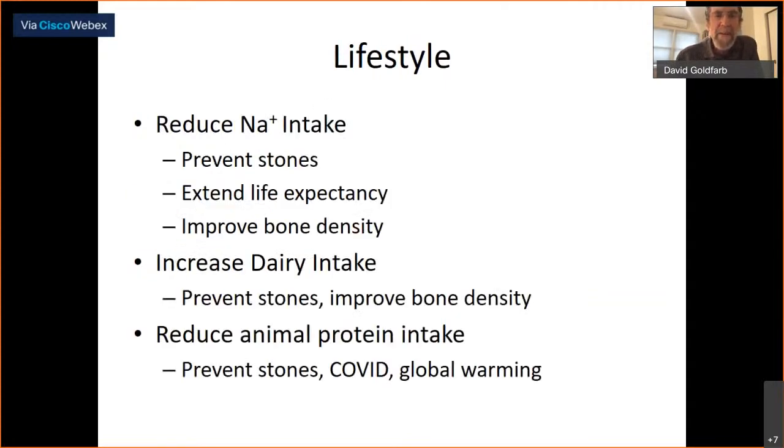Reducing sodium intake prevents stones, extends life expectancy, and improves bone density. Increasing dairy intake helps prevent stones, improves bone density. And reducing animal protein intake prevents stones, prevents COVID, global warming as well. Next slide.